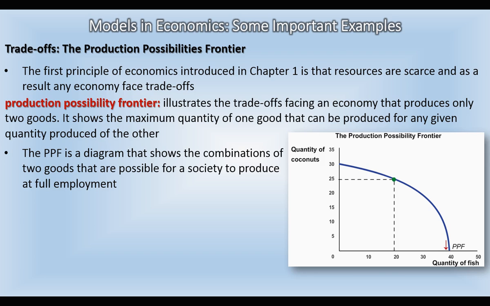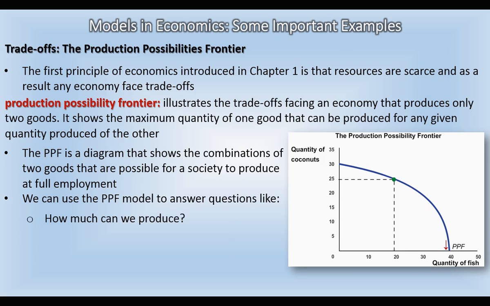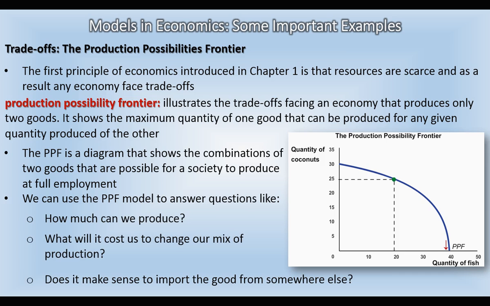All right, so in this model, in this simplified world that we are living in, only coconuts and fish can be produced. That's it. So there's a trade-off between coconuts and fish. You can produce only coconuts, and if you do, then you can't produce any fish, and vice versa. We'll look more at this in a second. So we can use the PPF model to answer questions like, how much can we produce? What will it cost to change our mix of production? Does it make sense to import the good from somewhere else?